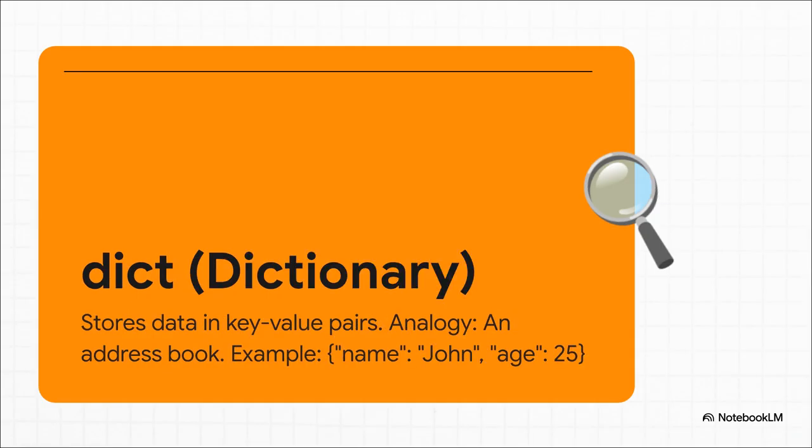Then we have the dictionary, or dict. With a dictionary, we're not thinking about order anymore. We're thinking about connections. It stores data in these key value pairs. The perfect analogy is an address book or your phone's contacts. You don't find a person by their position in the book. You look them up by their name, the key, to find their information, the value.